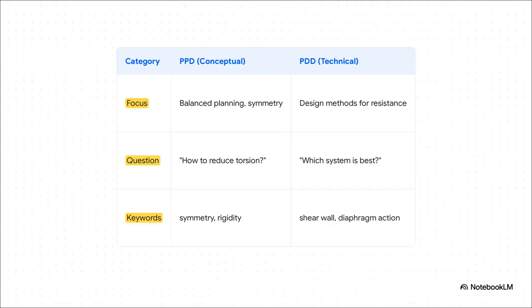On the PPD exam, the focus is all conceptual. They're going to ask you about the why. Questions like, hey, how can you reduce torsion in this plan? The keywords to look for are symmetry, rigidity, eccentricity. Then you get to PDD and things get technical. Now they're asking about the how, like where exactly do you put the shear wall to resist this specific load? The keywords there are all about specific systems, shear wall placement, diaphragm action. Seriously, just knowing this distinction is half the battle.